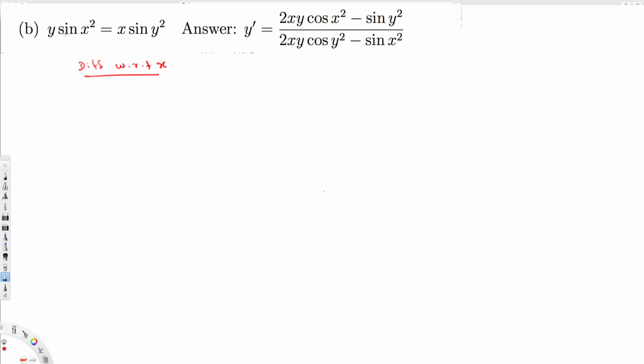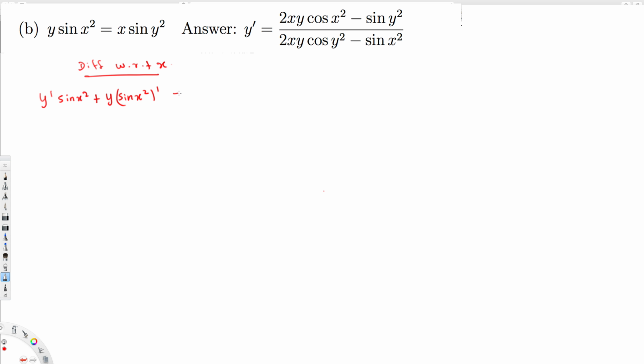Then what I have to do is find the derivative on both sides. First of all, if you see here, we have two different variables multiplying each other. Therefore I have to use the product rule. So it's going to be y prime sine x square plus y times sine x square prime.